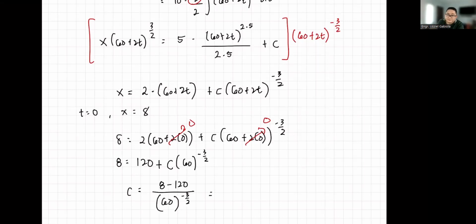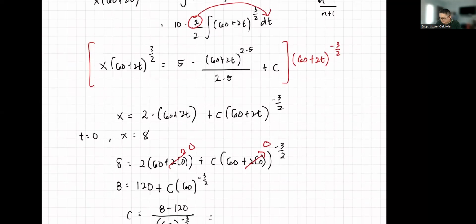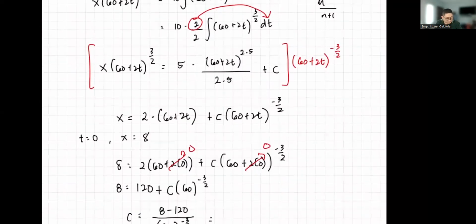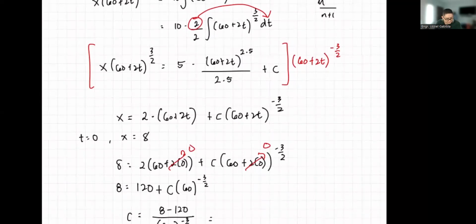And i-calculate nyo na lang yan. So 8 minus 120 all over, hindi ko na pinakita yung calculate, no? Please try na lang sa calculator. Negative 3 halves. Okay, so ilan yung magiging value natin? So double check ko lang to, no? 3 halves. This way.